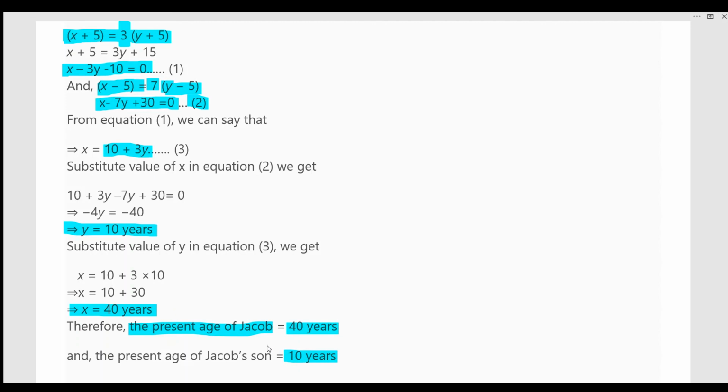So students, in this manner we completed exercise 3.3. I request you to complete this exercise in your classwork notebooks. Thank you all.